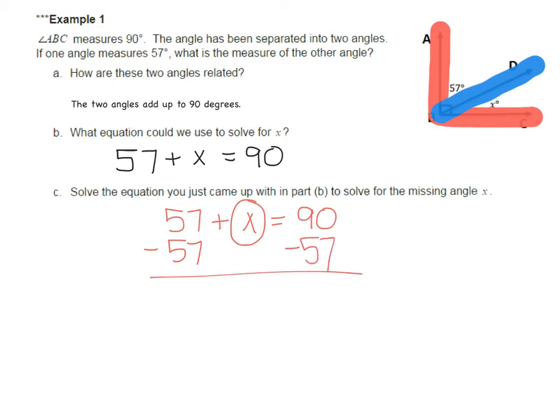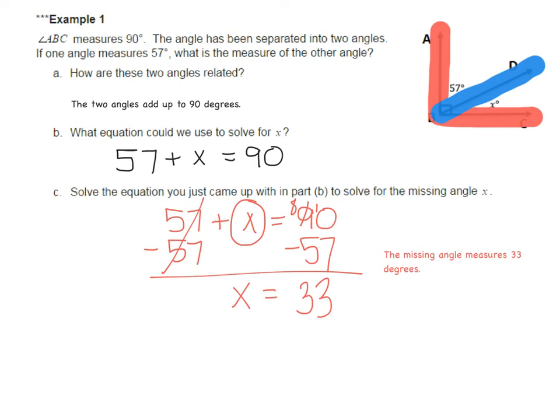The 57s on this side will cancel each other out, so we're left with x on one side, and then 90 minus 57 would give us 33. So our answer is that the missing angle measures 33 degrees.